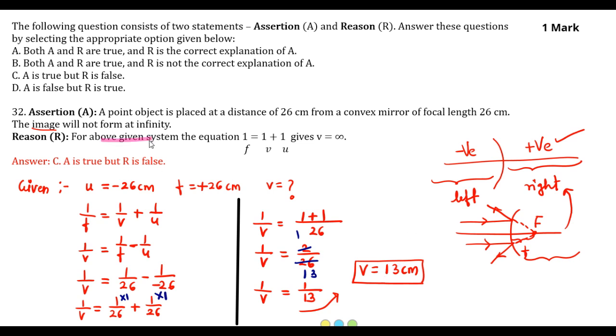So what can I write as the answer? Answer C. Assertion is true, but reason is false. So this is the answer for this question, that is 32. Here we just have to solve it roughly. We have to solve this question first, and then after the solution see the answer, and then you can choose the correct option from these all. Nobody will check how you have solved everything. You can solve it for yourself, and then you can choose the correct option from the given options A, B, C, D. So this is the explanation for question number 32.